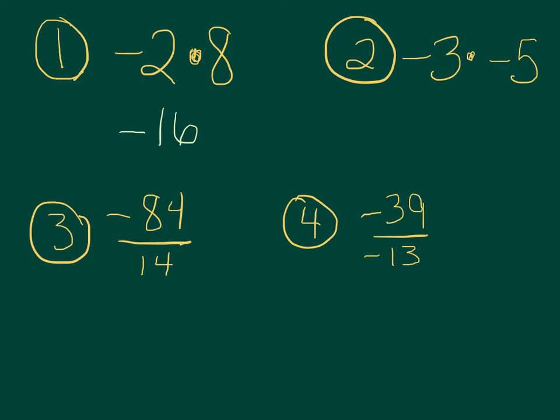Number 2, -3 times -5. A negative times a negative makes a positive. And 3 times 5 is 15. So your answer is +15.